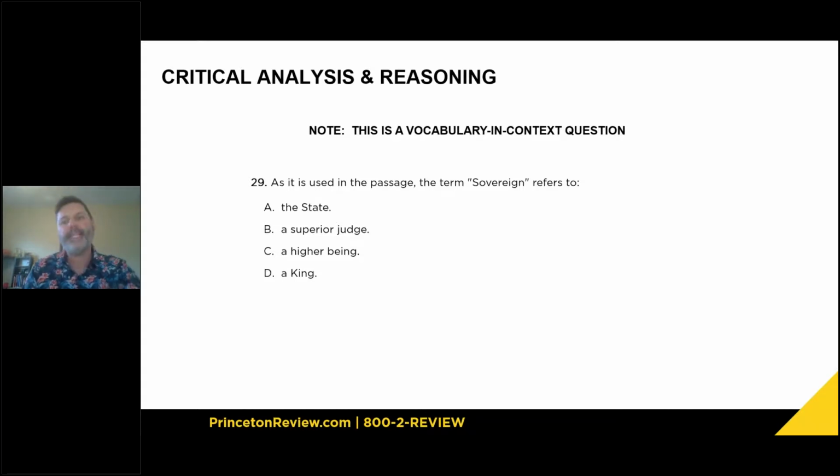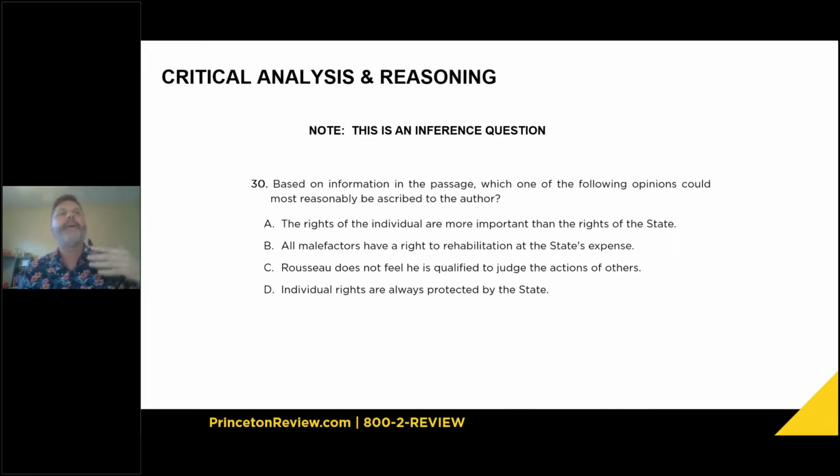But here, again, a great example of why you don't look at a question and then say, I know what a sovereign is, a sovereign's a king. No, not in this case, as it's used in the passage. So that's where a strategy can come in, because having studied this, when you see "as it is used in the passage," you know immediately this is a vocabulary and context question. Now, "based on the information in the passage" is an inference question.